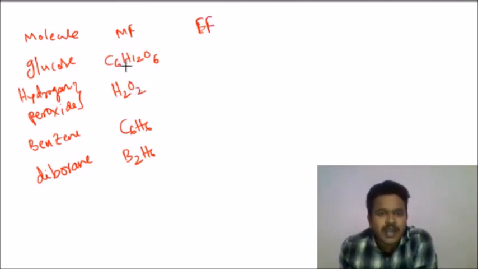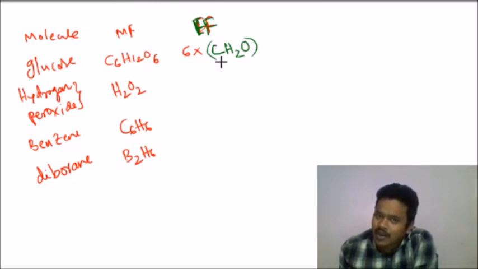Here there are 6 carbons, 12 hydrogens, 6 oxygens. Here 6 is common, so I will take 6 out. What can I write now? With 6 going out, C, then H2 and O. This is called the empirical formula for glucose. I can't write this formula any simpler than this. This is the simplest. Below this it is not possible.